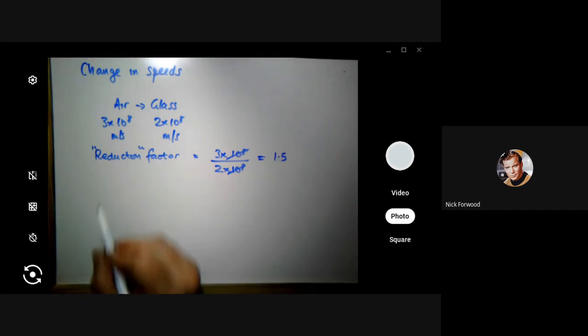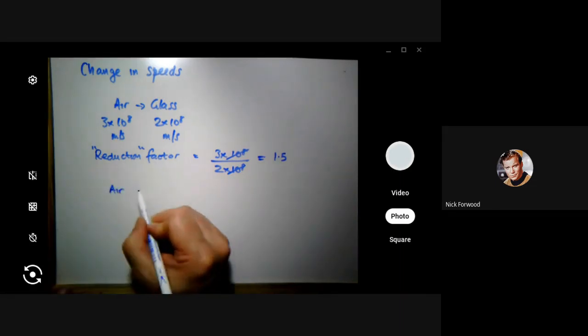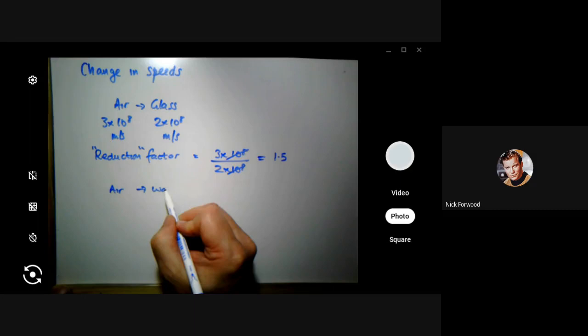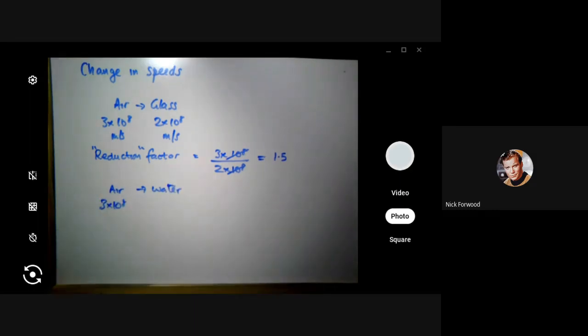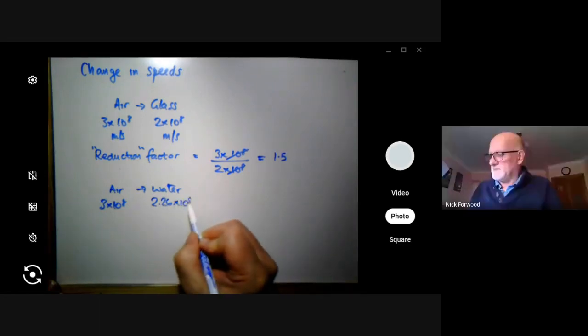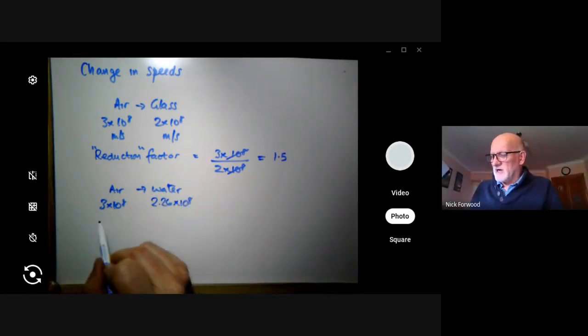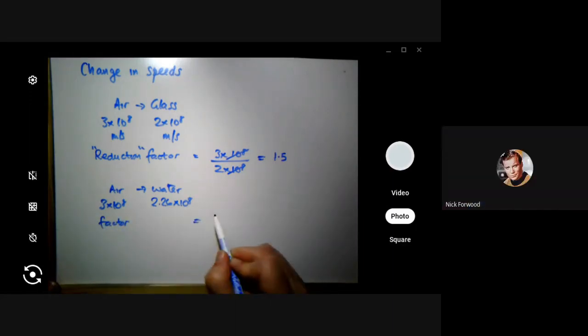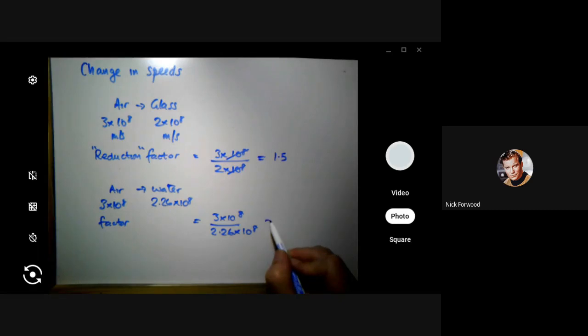Okay, if it's going from air into water, 3 times 10 to the power of 8, and I have to go back, I can never remember these, 2.26 times 10 to the power of 8. The reduction factor is 3 times 10 to the power of 8 divided by 2.26 times 10 to the power of 8. And I think that works out at 1.33.